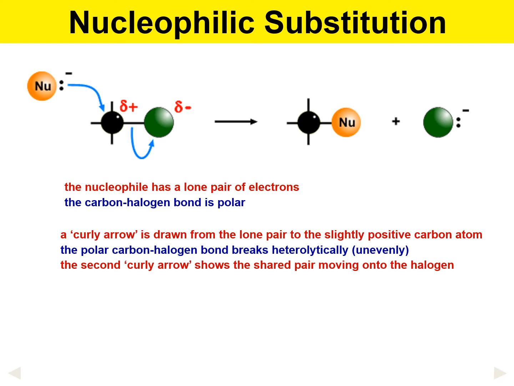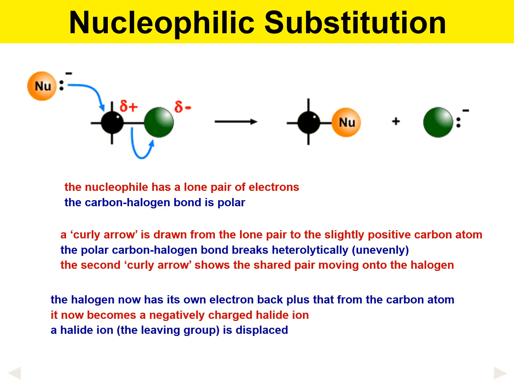The polar carbon-halogen bond breaks heterolytically. At this point, a new bond is formed between the carbon and the nucleophile. The halogen now has its own electron back, plus that from the carbon atom. It now becomes a negatively charged halide ion, and it has left the molecule.